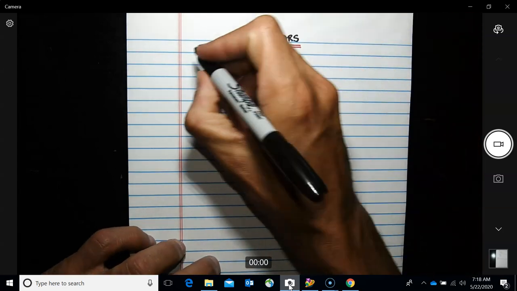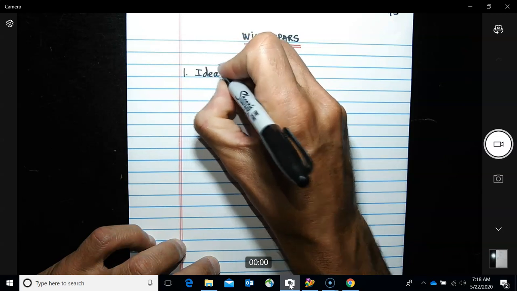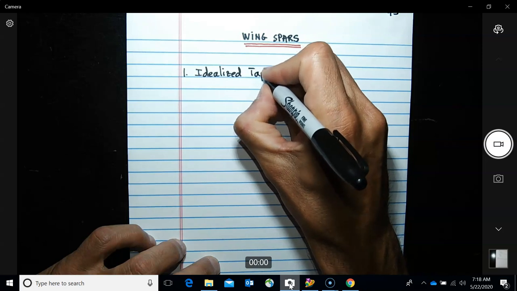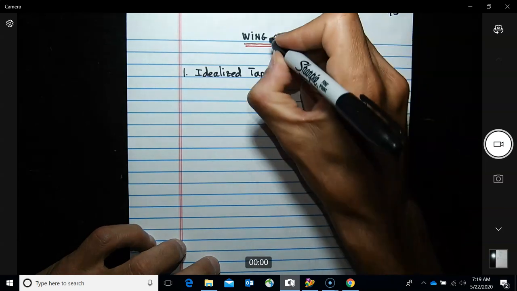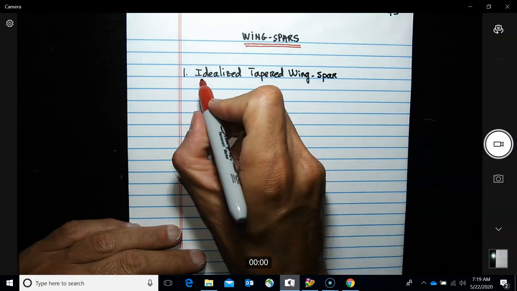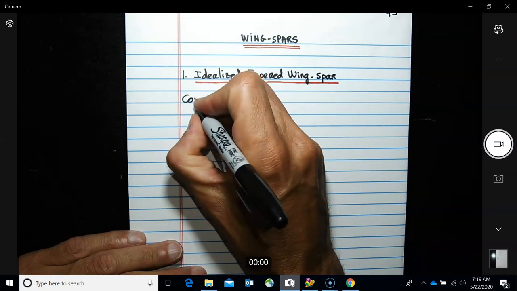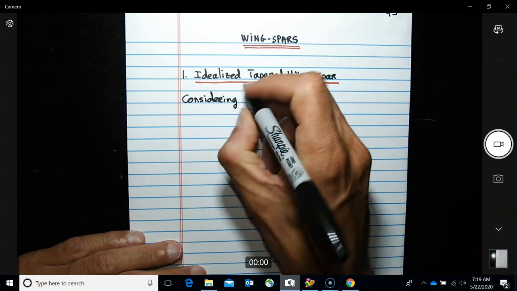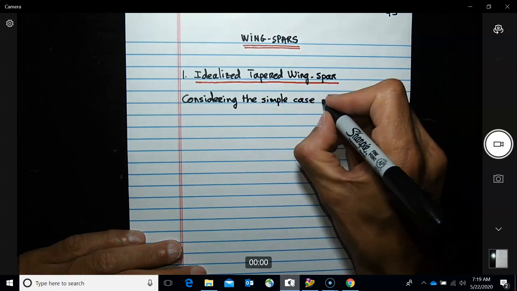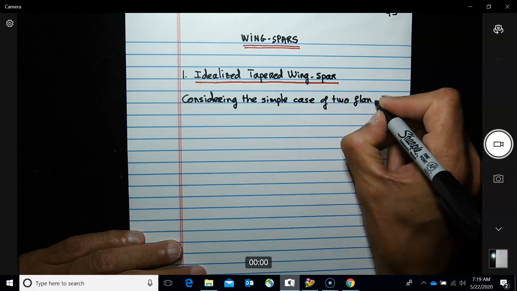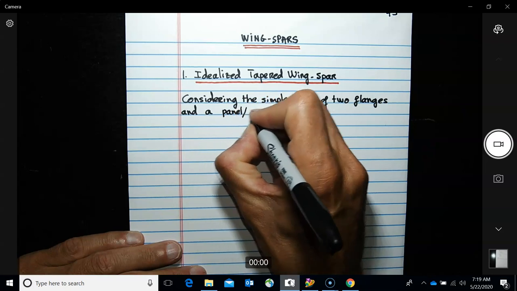All right, so let's first look at the idealized tapered wing spar. Okay, we're going to start by considering the simple case of two flanges and a panel, or you can call it a web.